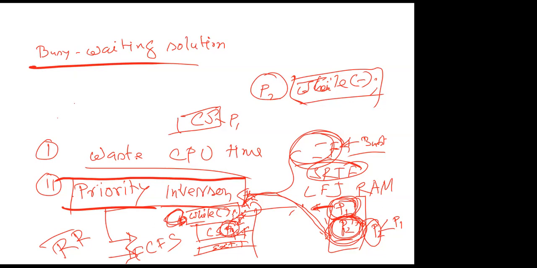So this is the priority inversion problem. These problems can happen if you use the busy waiting solution. These are the problems of the busy waiting solution. Now today let's see what the non-busy waiting solution is. Non-busy waiting solution is also known as the sleep wake up method.